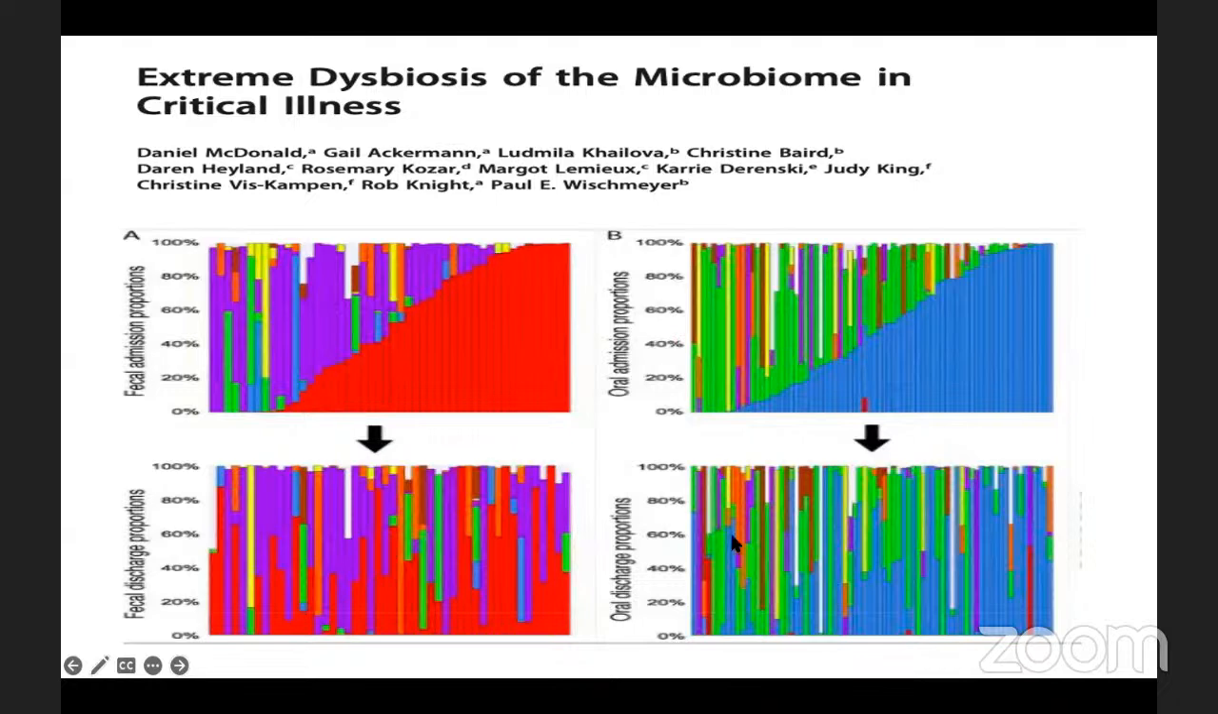These were 115 patients whose microbiomes were reassessed on day 10 in ICU or at discharge. What can be noted is that with critical illness, the gut microbiome is actually totally altered.